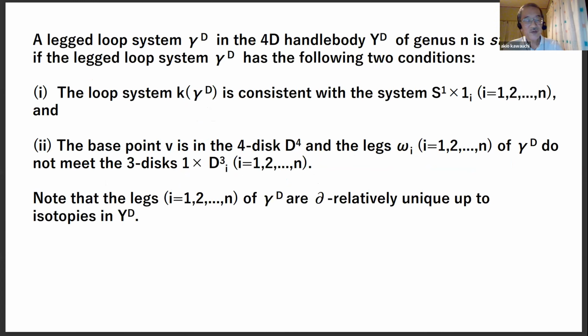A regular loop system gamma D in the 4-dimensional handlebody YD of genus N is standard if it satisfies the following two conditions. First, it is consistent with the system S1 cross 1 of the disk summands. Second, the base point V is in the 4-disk D4, and the legs omega I of gamma D do not meet the 3-disks 1 cross D3I. Note that the legs of gamma D are boundary relatively unique up to isotopies in gamma D.